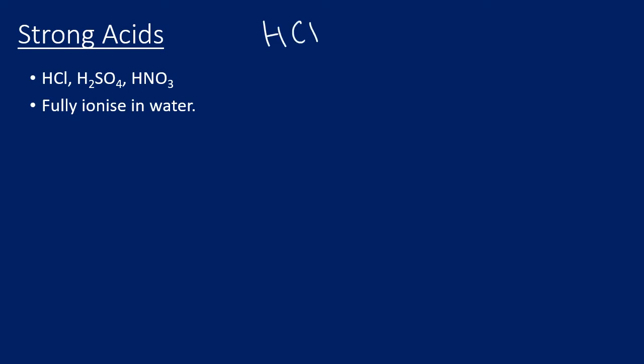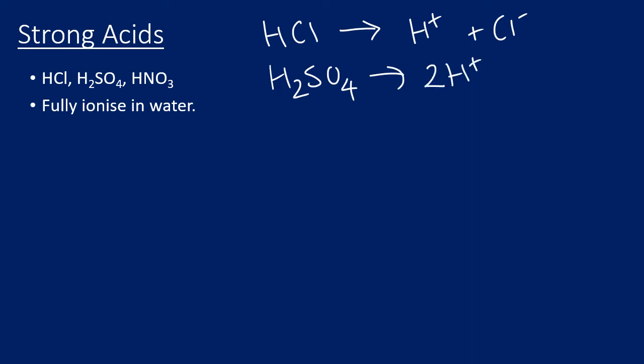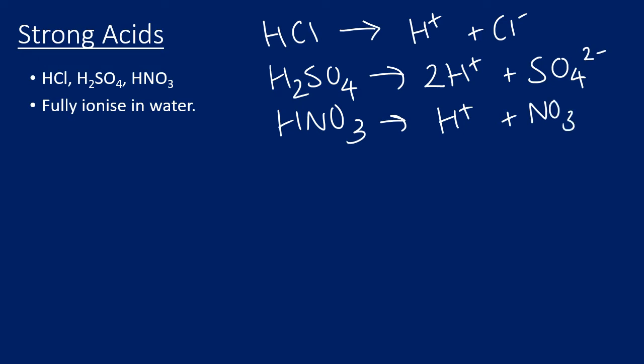They fully ionize in water. For example, HCl fully dissociates to H+ and Cl-. H2SO4 will fully dissociate. H2SO4 has two H+, so one sulfuric acid can actually donate two H+. And we'll talk about that in a minute. HNO3 nitric acid fully dissociates to H+ and NO3-.